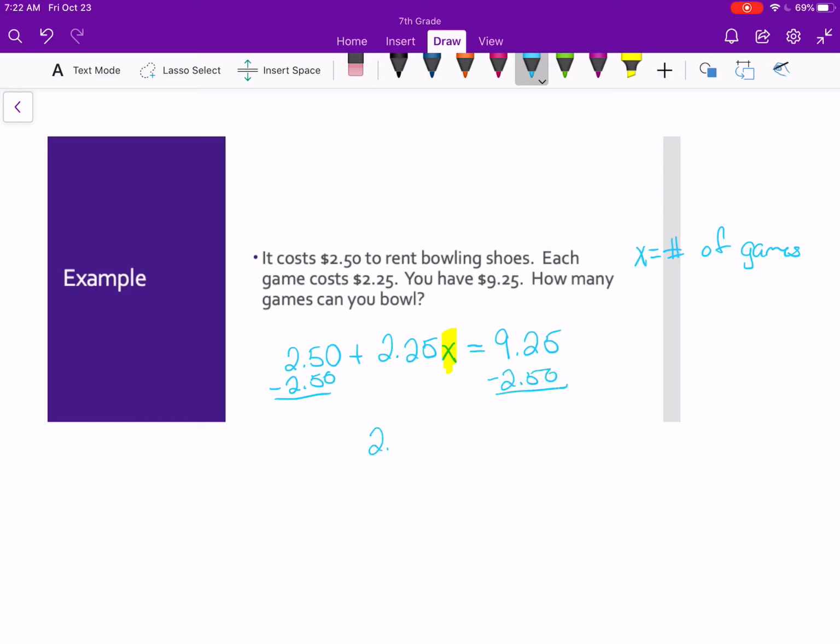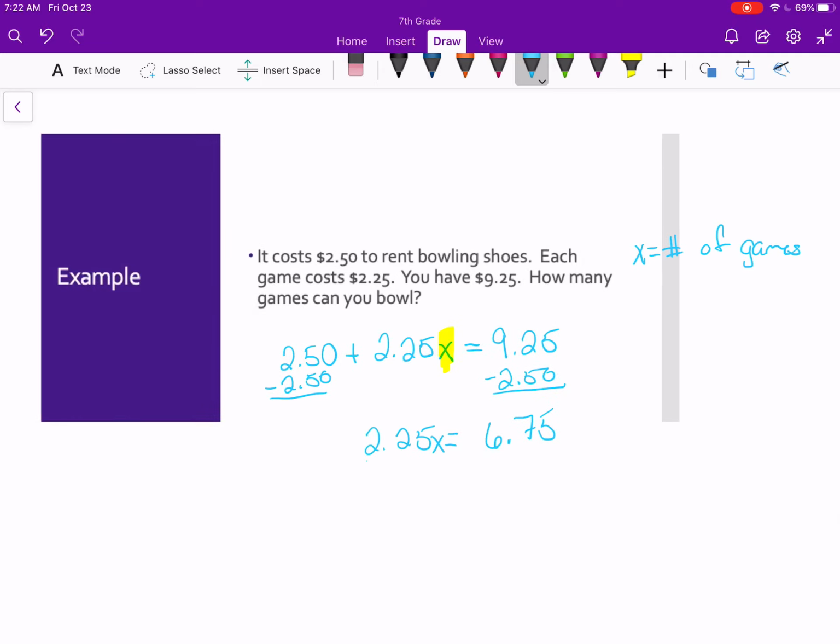We get $2.25x equals $6.75. Oops, forgot my x here. Divide each side by $2.25. And we get x equals 3. So you can bowl 3 games.